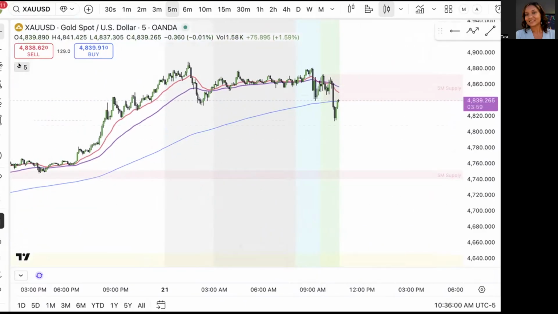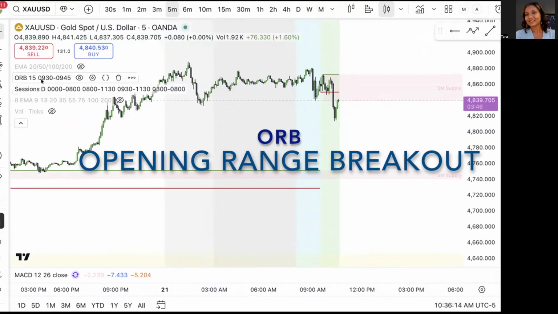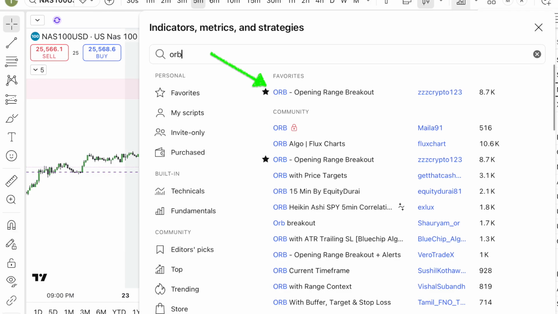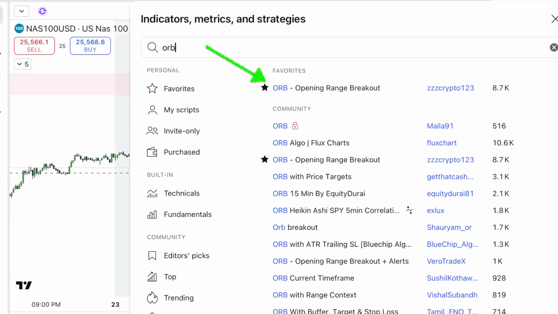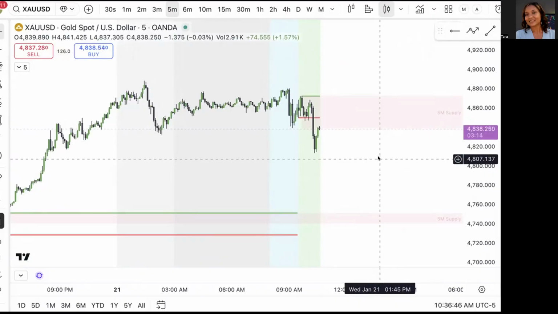And now that we know where those are, we'll go ahead and take that off. You could also use this ORB tool. You always want to use your own judgment first, but using tools like the EMAs and this ORB may give you a little extra confirmation.